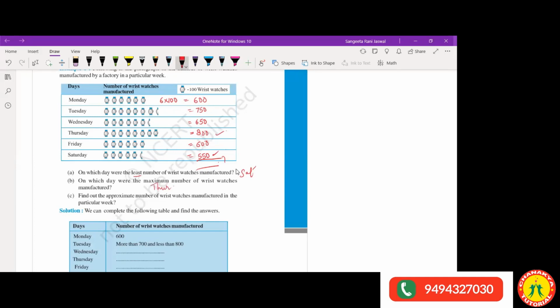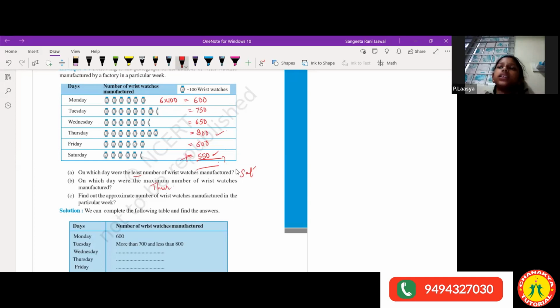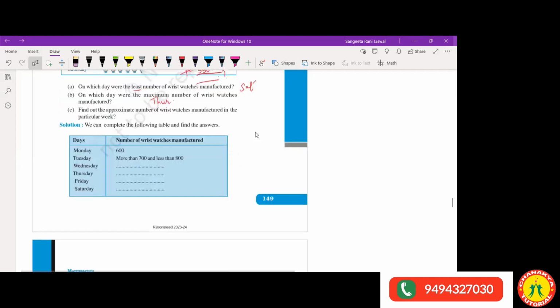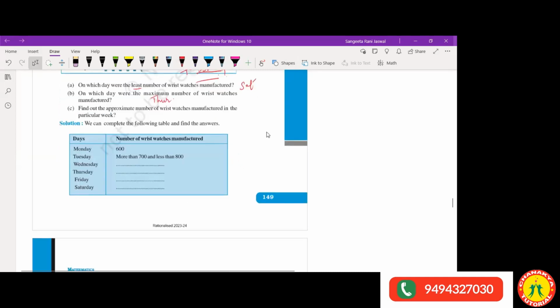Find out the approximate number of wristwatches manufactured in the particular week. So in the whole week, you will add them up and you'll get your final answer. They're just telling approximately.